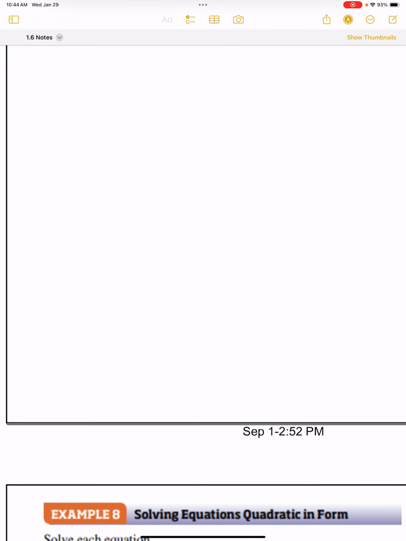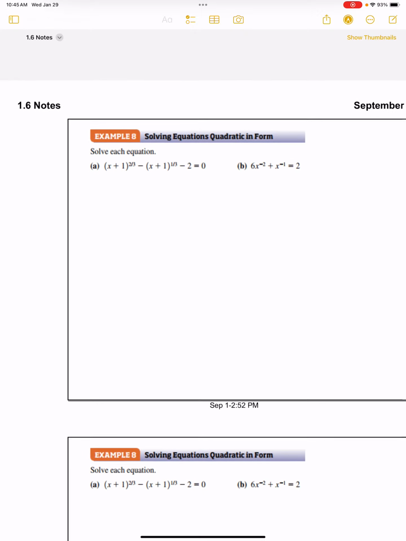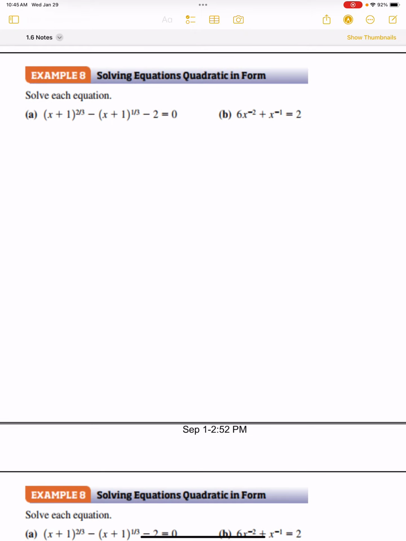All right, let's look at example A. Oh, we just did example A. Haha. Now let's look at example B. All right, so we did example A. Let's look at example B.